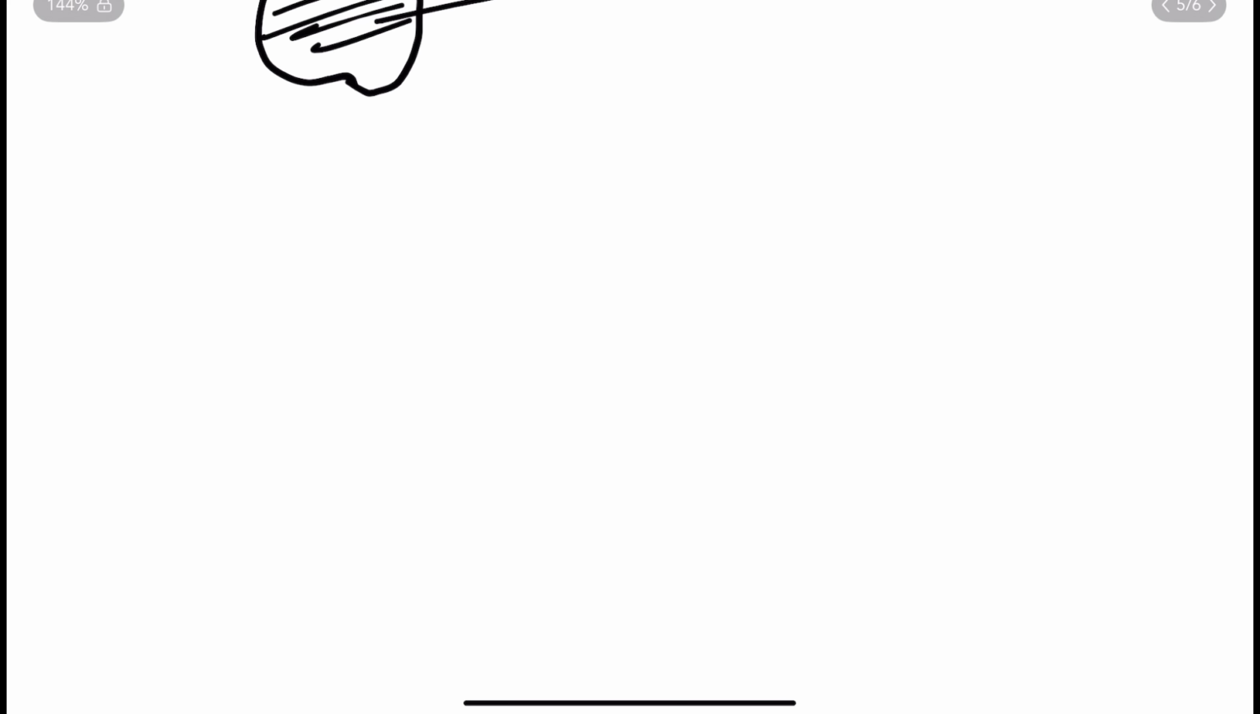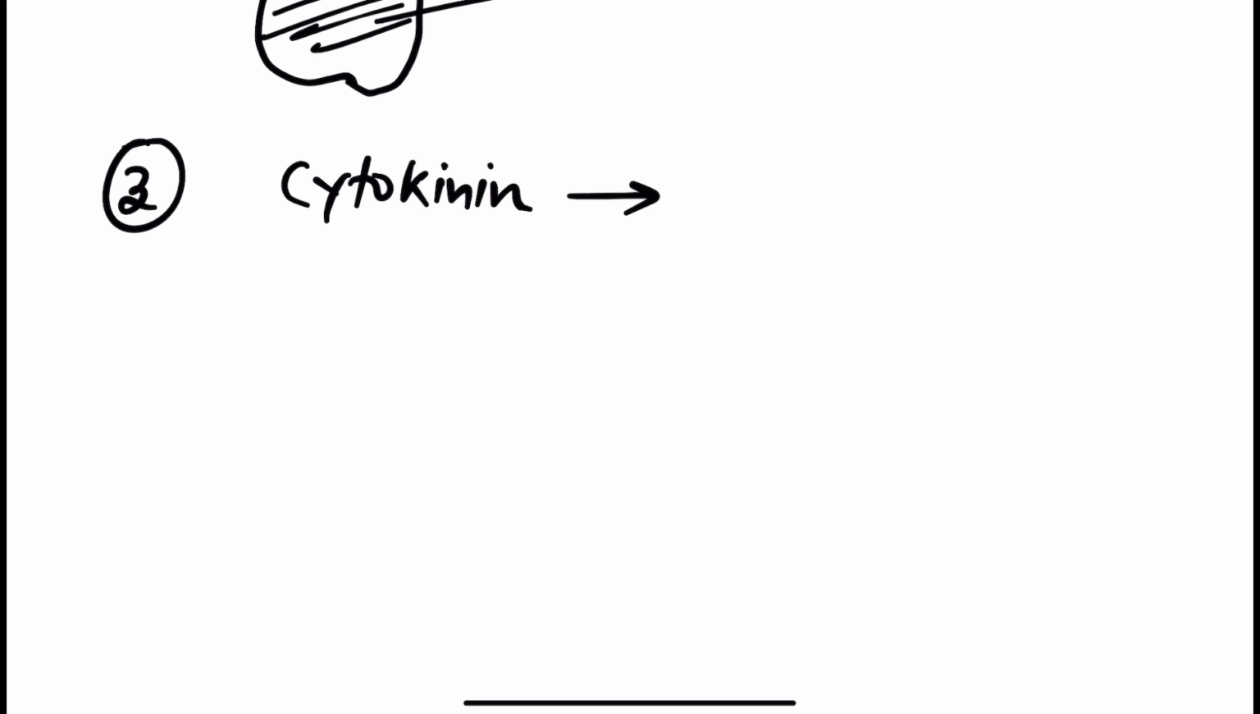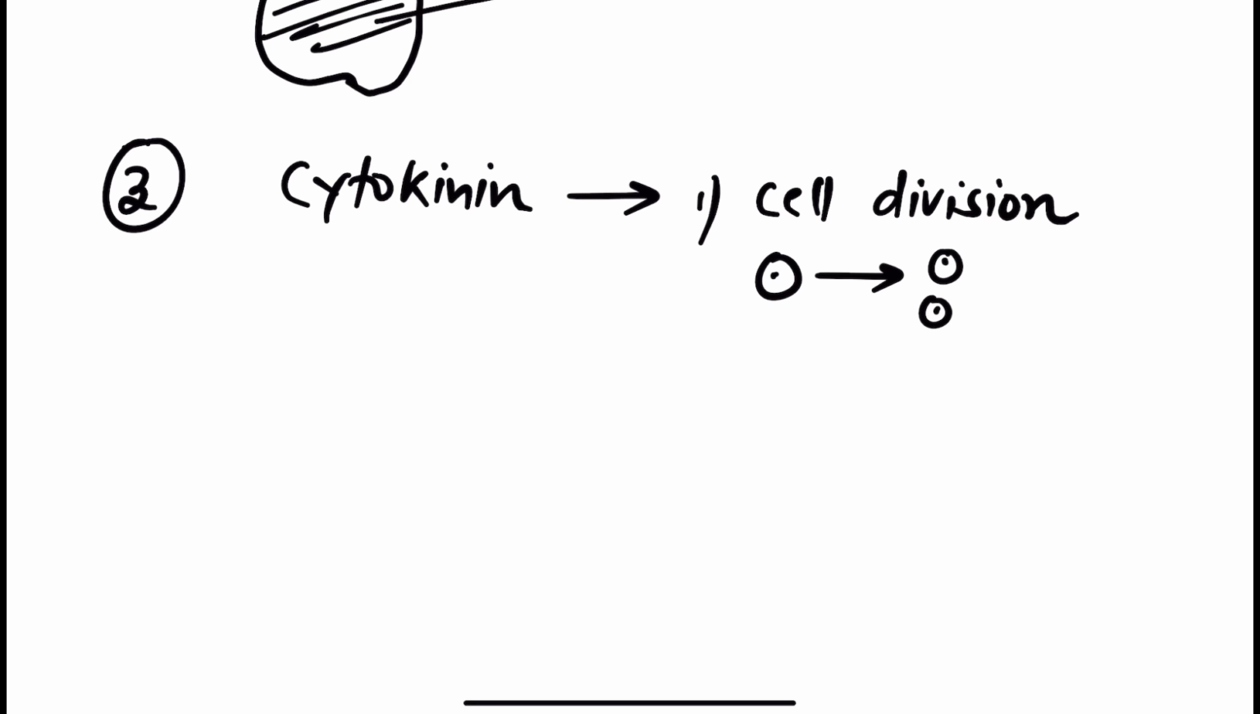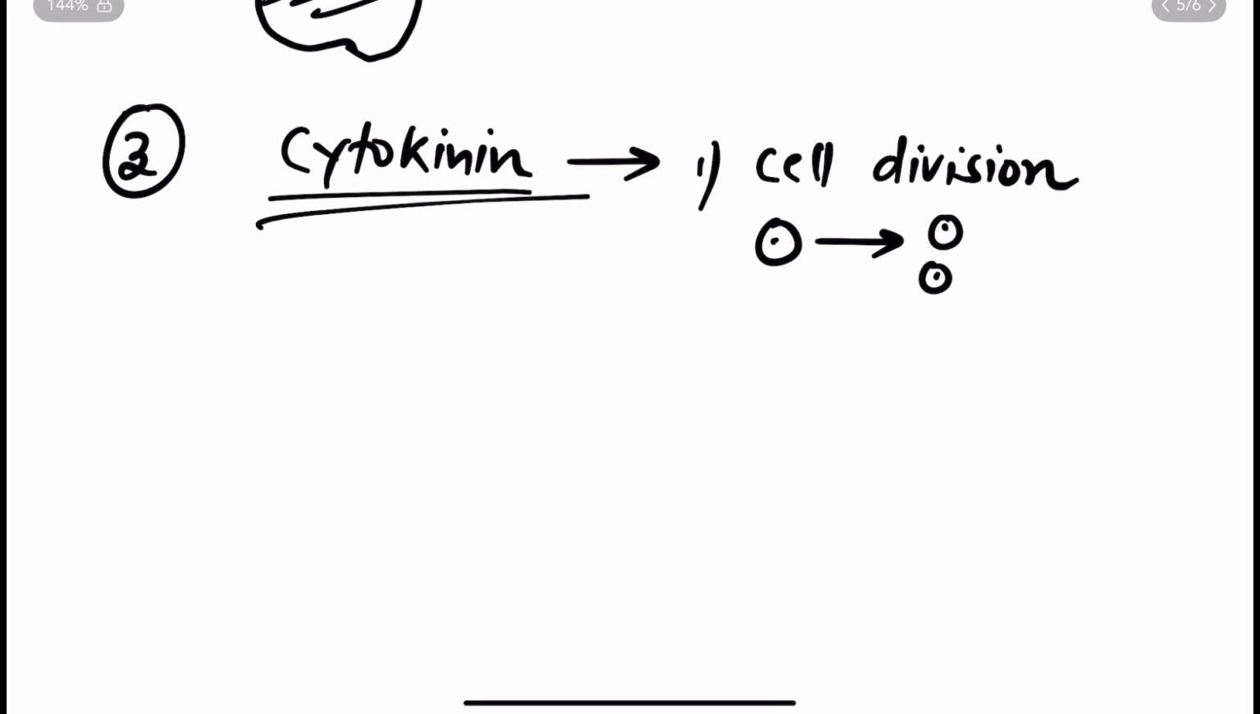Let's move on to the third hormone very fast. So the third hormone is what? Cytokinin. As the name suggests, it's a plant hormone, and it is responsible for cell division. In case of plants, you already know cell division, meiosis and mitosis. So this is the parent cell. It divides into two daughter cells by the process called mitosis, and the hormone responsible for cell division is cytokinin. The next function of cytokinin is that it is responsible for the opening of stomata.